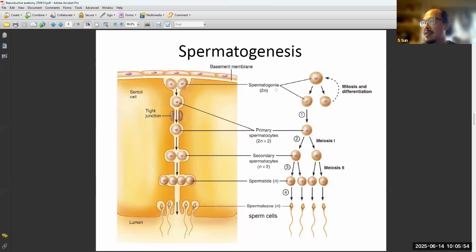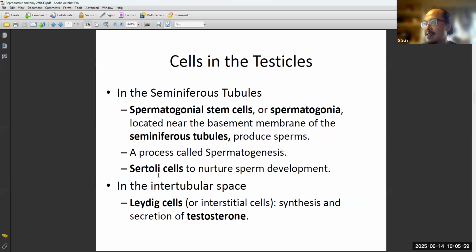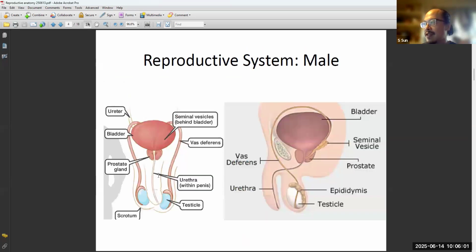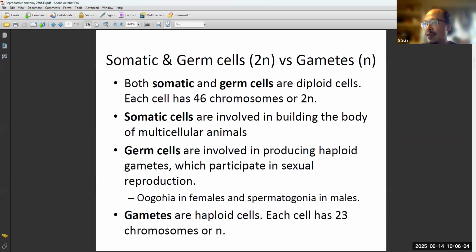So this is in the male. In the female, we have the oogonia. Oogonia give rise to the egg, the oocyte. However, oogonia degrade away before the baby female is born. Yeah, let's put it that way.